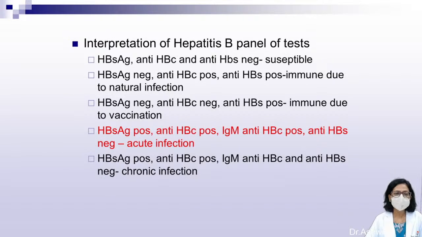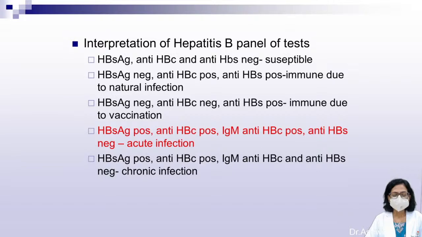So how do we interpret this panel of hepatitis B serology? If the surface antigen, antibodies to C antigen and S are negative, then the person is susceptible. If the surface antigen is negative and antibodies to C is positive and S is positive, then immunity is due to natural infection. Whereas if antibody to C is negative and only S positive, immunity is due to vaccination.